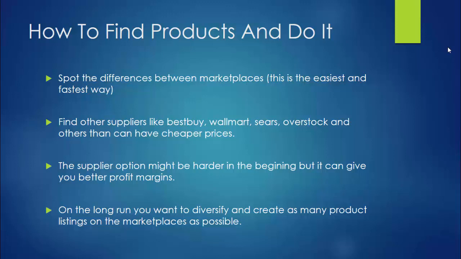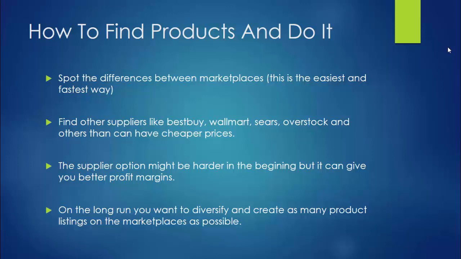After that, what you can do is find other suppliers, okay? So besides the marketplaces, for that product, another good option is to find other suppliers, to see if you can find the product even cheaper, like Best Buy, Walmart, Sears, Overstock, and others that can have cheaper prices than even the lowest price marketplace. The supplier option might be harder, so the easiest way is just to look between marketplaces. It's a little bit more research to look at the other suppliers too, and it might be a little bit harder in the beginning, but it can give you better profit margins, right? Because you can find the product even cheaper.